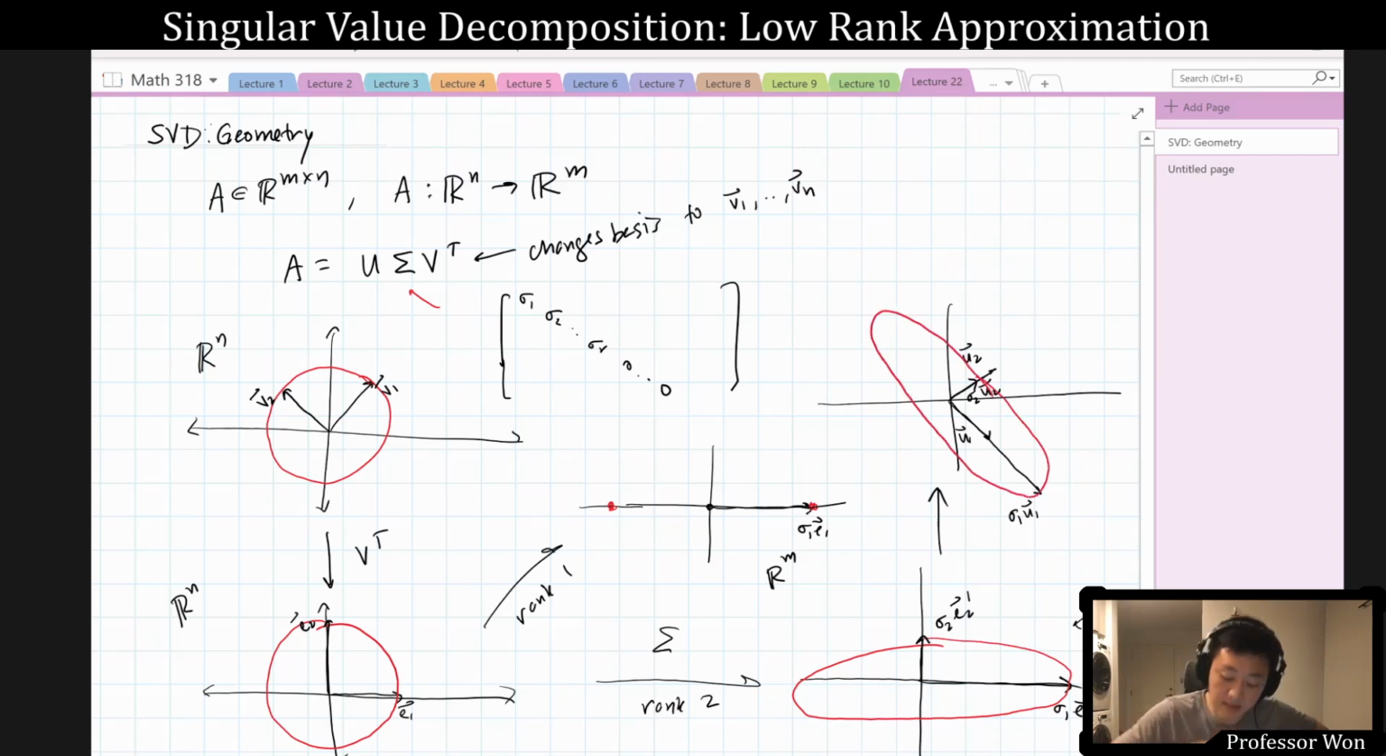So you're setting it to this ellipse, right? Or in the rank 1 case, you'd be sending it to this degenerate ellipse, right? This is sigma 1 U1.